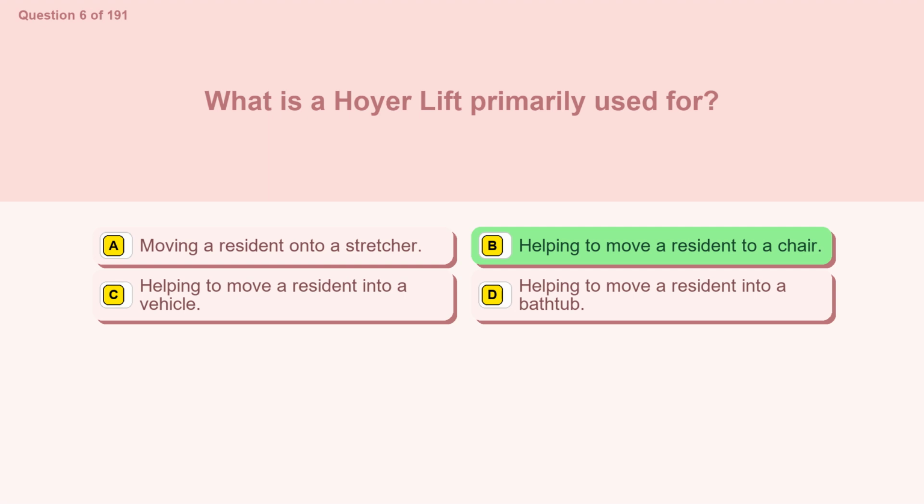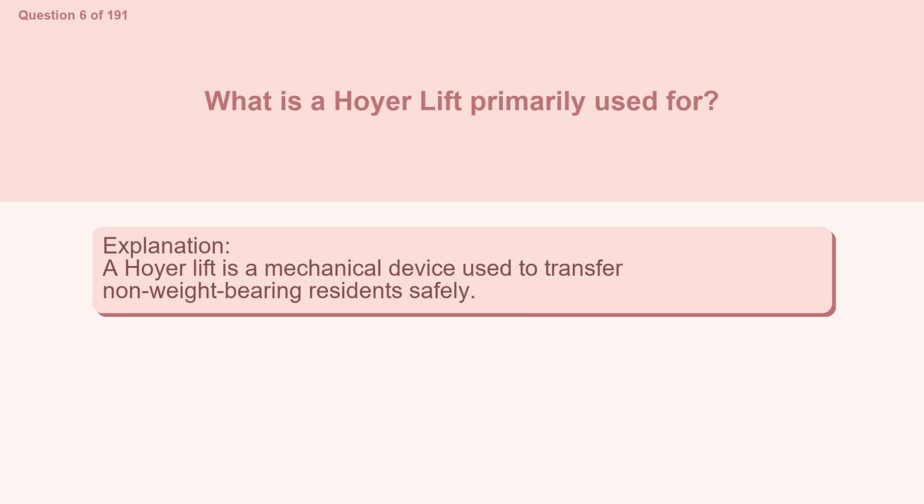The correct answer is option B. Helping to move a resident to a chair. A Hoyer lift is a mechanical device used to transfer non-weight-bearing residents safely.